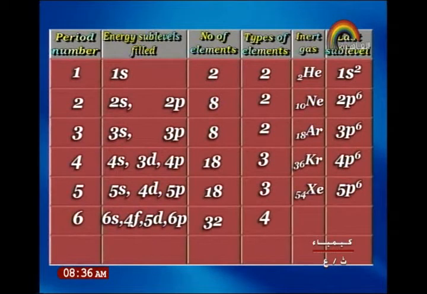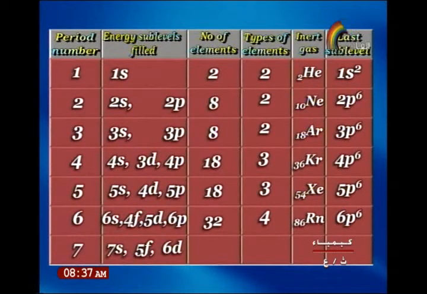and the types of elements are 4, and the inert gas in the last column of the period is radon, which has atomic number 86, and the last sublevel filled is 6p6. And in period number 7, the energy sublevels filled are 7s, 5f, and 6d, and the number of elements is 22, and the types of elements are 3, and this period has no inert gas in it.